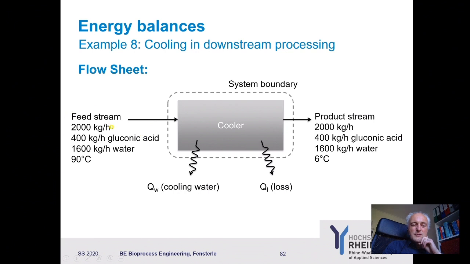And the feed stream comes in with 2000 kilograms per hour. It consists of 400 kilograms per hour gluconic acid, 1600 kilograms per hour water, at 90 degrees, and your product stream goes out like this, and the heat goes to the cooling water and is lost to the surrounding. And this is what you calculate. This is how you start your calculation. Please do it at home. Try it at home. It works.